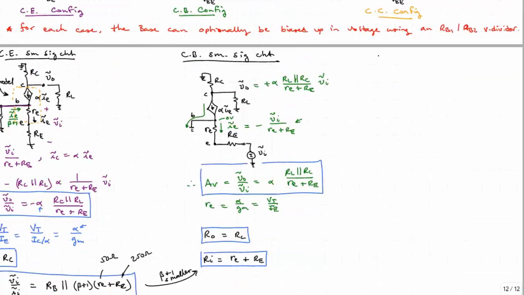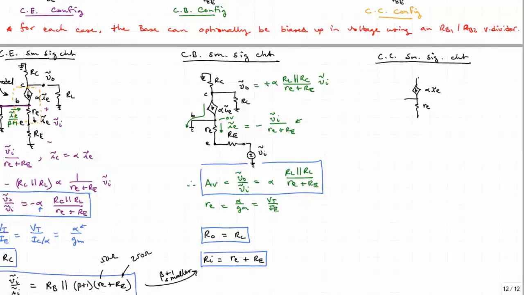Okay, lastly, let's look at the common collector small signal circuit and the gain, the input resistance, and the output resistance. Again, we'll draw our small signal circuit. Alpha, a little IE, a little re.